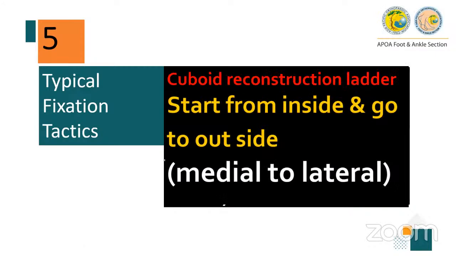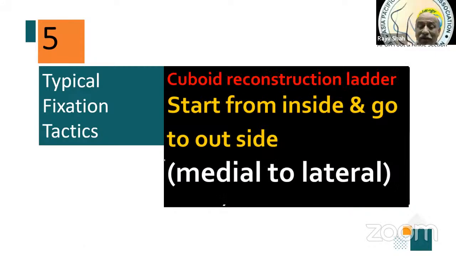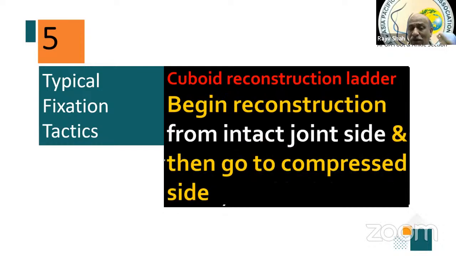Now, cuboid reconstruction: the ladder of the cuboid starts from inside and then you go outside. So you start medially and come laterally. And this also comes back to one of the questions which I had put in, which I am going to answer in the next one or two slides. In our group, I asked one question with regards to cuboid bone grafting. So that also I'm going to address.